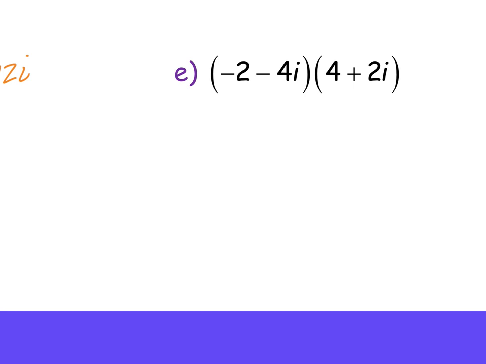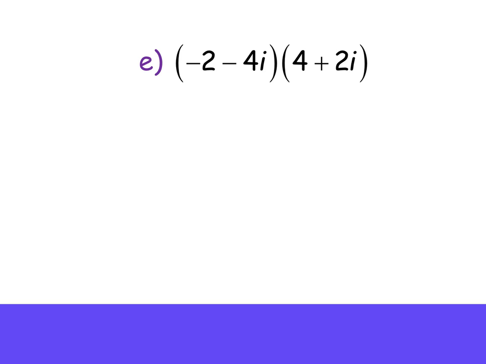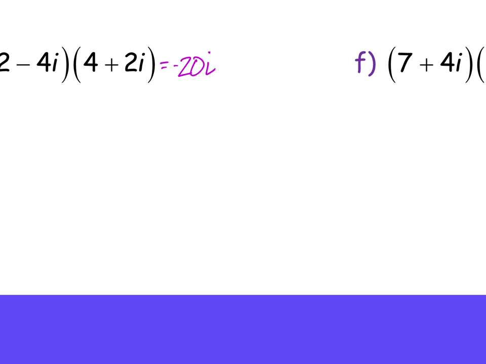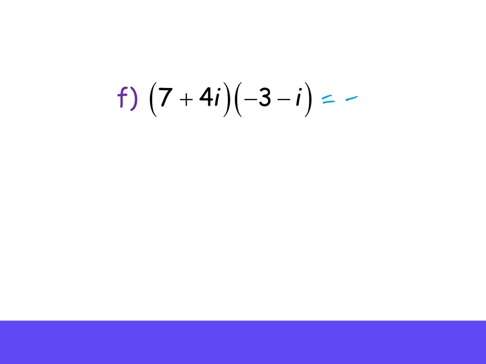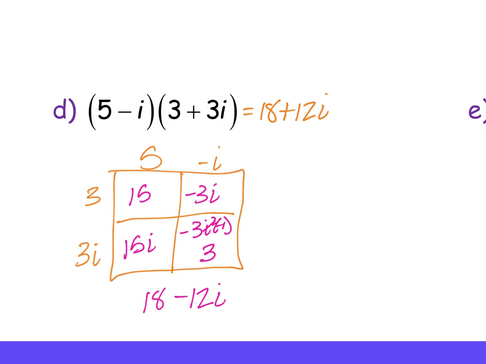Okay. Number E. What did you guys get for number E? Negative 20i. Correct. And everyone okay with that one? Okay. And number F. That's what I got. Which one? D, yes. Oh, it should be plus. Yes, thank you. Thanks, Sarah. Plus.